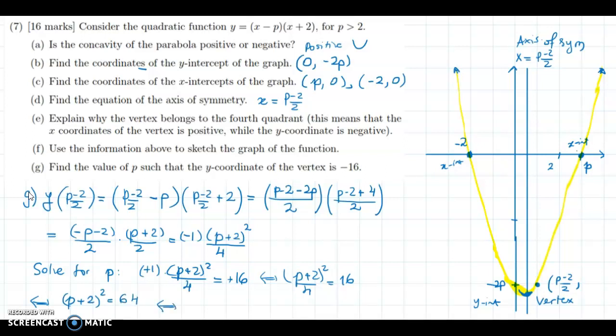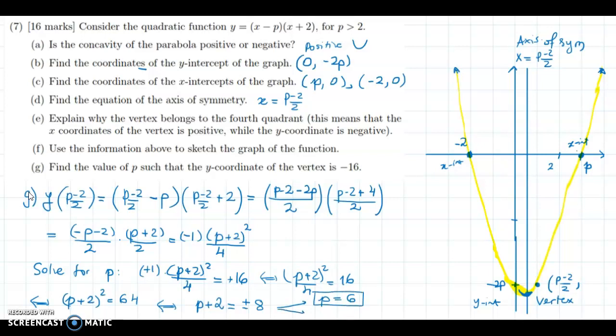So that means that p plus 2 has to be equal to either plus or minus 8, because that's the square root of 64. So we have two options. One option will be that we consider the positive sign, so p plus 2 is equal to 8, and that would mean that p is equal to 6. And that's a possible solution because this number is greater than 2, so this is good for us.